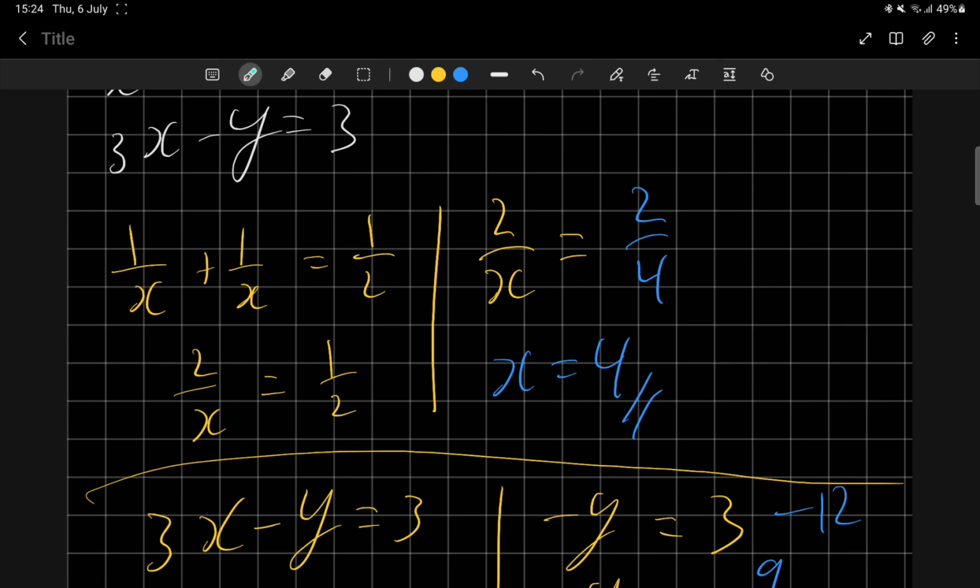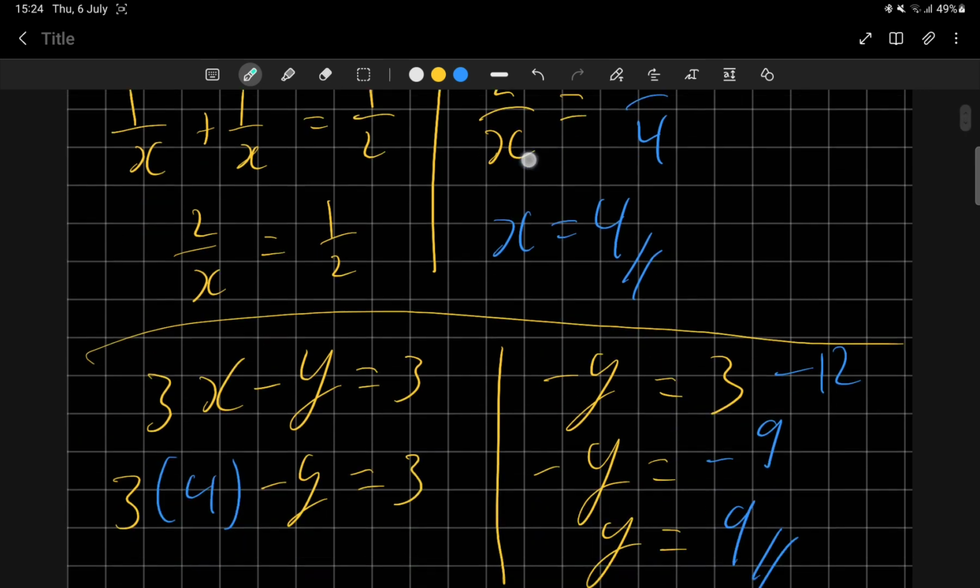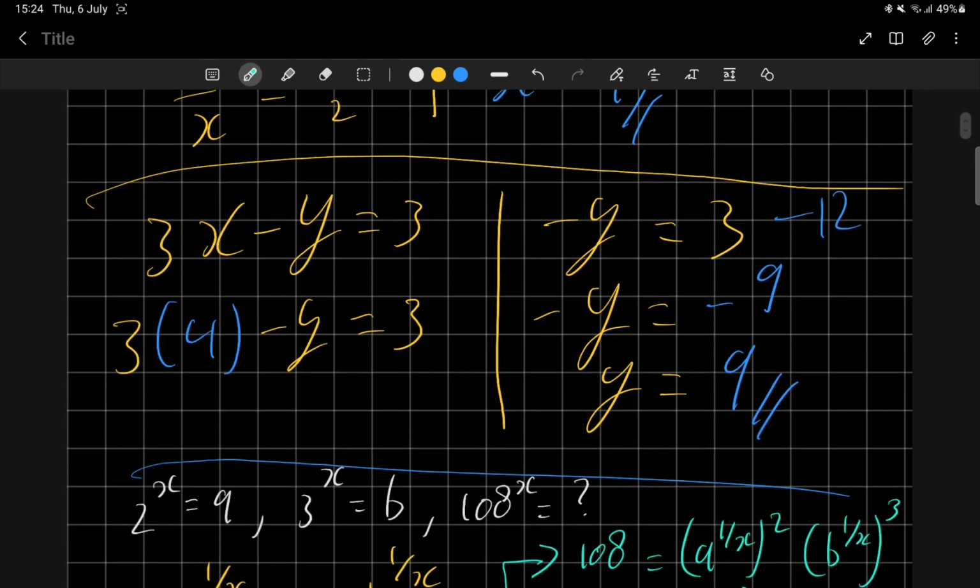Once we have x equals 4, all you need to do is plug it into your other equation, which is 3x minus y equals 3. So 3 times 4 is 12. So 12 minus y equals 3. And then we just move it around. Eventually, you'll find that y equals 9. This one's not that hard.